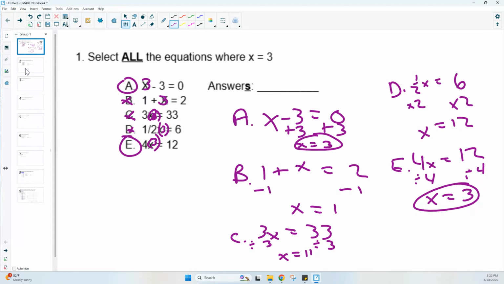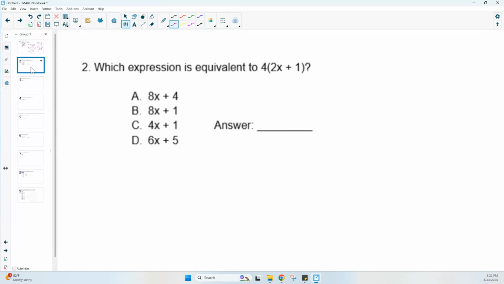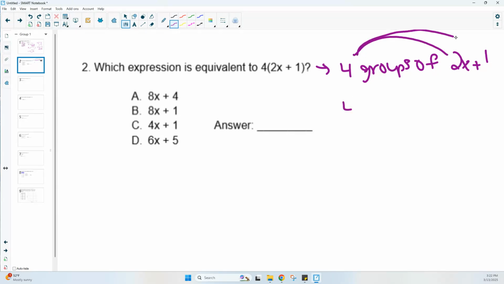All right, let's keep going. Which expression is equivalent to 4 groups of 2x plus 1? All right, so let's think about it. This expression reads 4 groups of 2x plus 1. So we need 4 groups of 2x and we need 4 groups of 1.